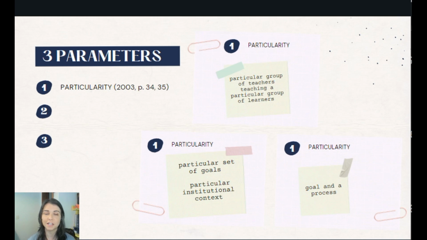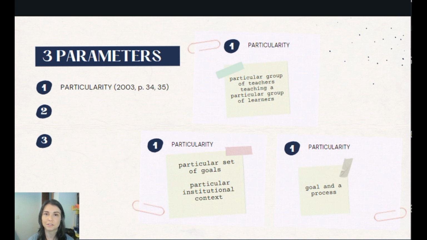The first one mentioned here is particularity. So particularity thinks of a particular group of teachers teaching a particular group of learners. So every time there is a classroom, this group is particular. There is no other group that's going to be the same as the group that the teacher is in front of. Particularity also aims at a particular set of goals. And we are always talking about particular institutional contexts.